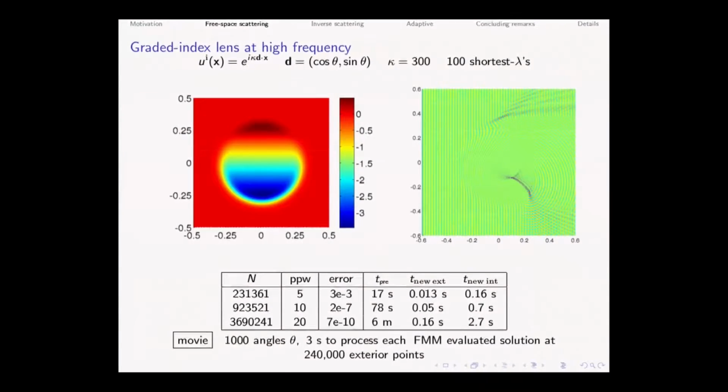So here n is the number of discretization points, points per wavelength, the convergence error, and then the time for the pre-computation, the time for computing the field in the exterior of the box, and then the time for computing the solution in the interior. So at 20 points per wavelength, I get 9 digits of accuracy with 6 minutes on a modest implementation of MATLAB, and it takes me 3 seconds to solve.